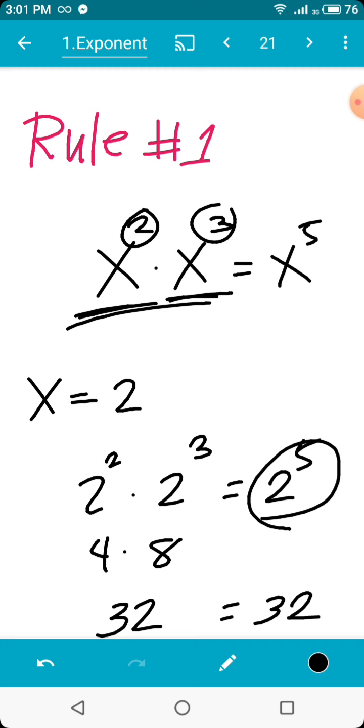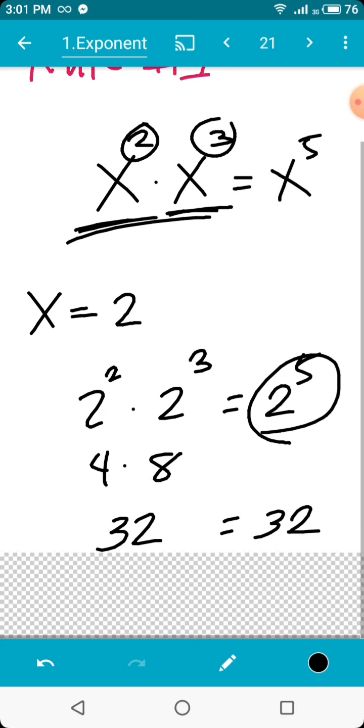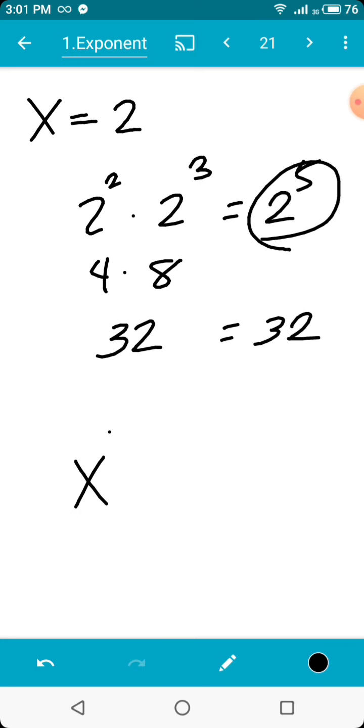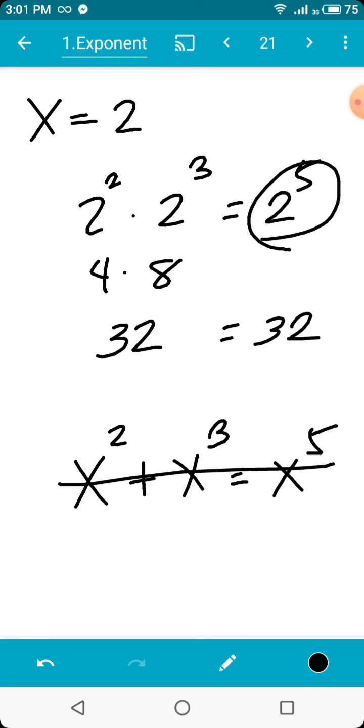Okay? So, just be careful guys. It's only applicable sa pagmumultiply ha. Kasi pag meron tayong, let's say, x squared plus x cubed, hindi siya magiging x raised to 5. Okay? It's a different scenario. So, it's not applicable yung rule number 1 dito.